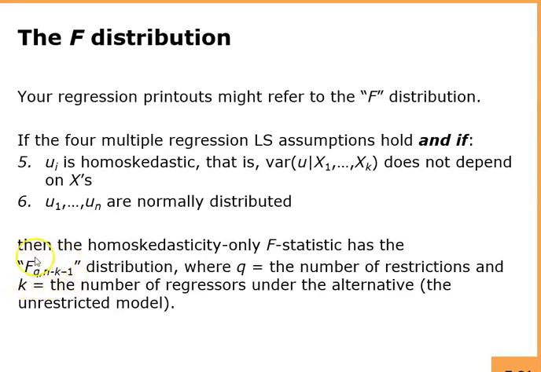The distribution that we are looking at can be written as F q comma infinity. But if homoskedasticity is what we are dealing with, then the F distribution that we calculate the F stat for becomes this one, where n is the number of observations, k is the number of regressors, and q is the number of restrictions.